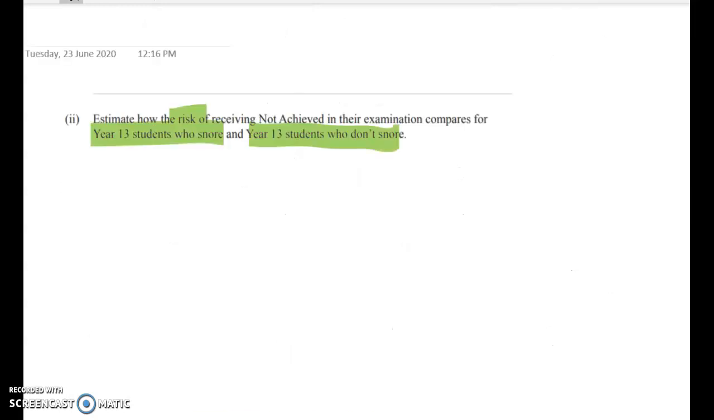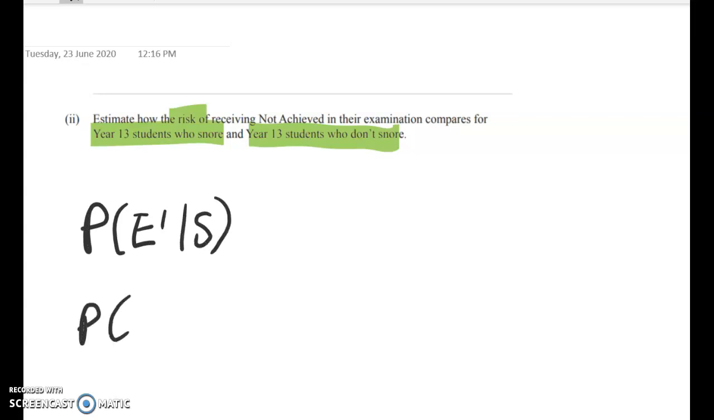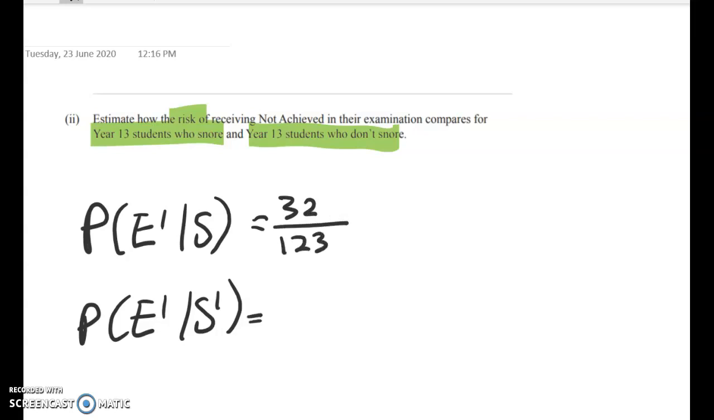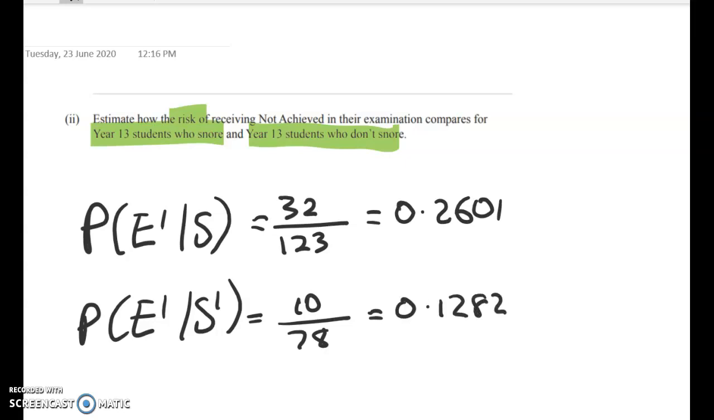Let's see what's next. Right, estimate how the risk of receiving not achieved in their exam compares for year 13s who snore and year 13s who don't snore. So first I need to work out this, and then I need to work out this. And this one is from my table, 32 students out of 123, and this one is 10 students out of 78. Turning those into decimals gives me 0.2601 and 0.1282.